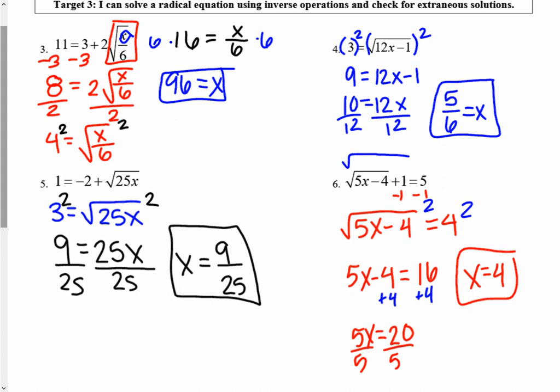So I have the square root of 5 times 4 minus 4. 5 times 4 is 20. 20 minus 4 is 16. The square root of 16 is 4 plus 1 gives us 5, so we know that 4 does work. Please come in and ask any questions that you have remaining.